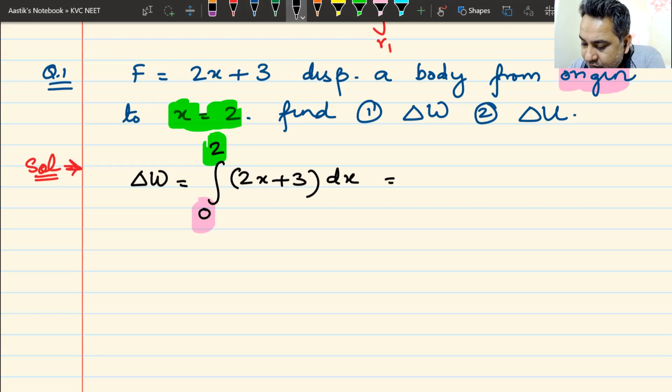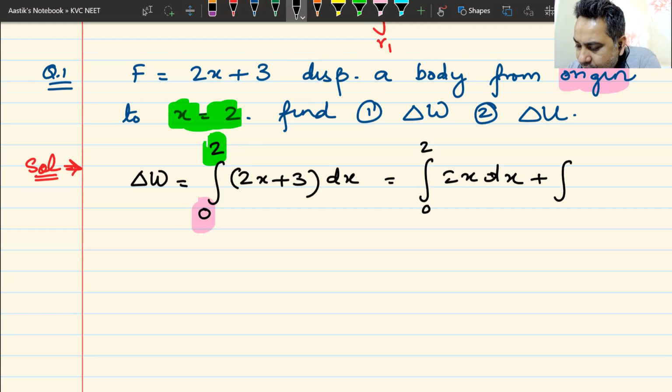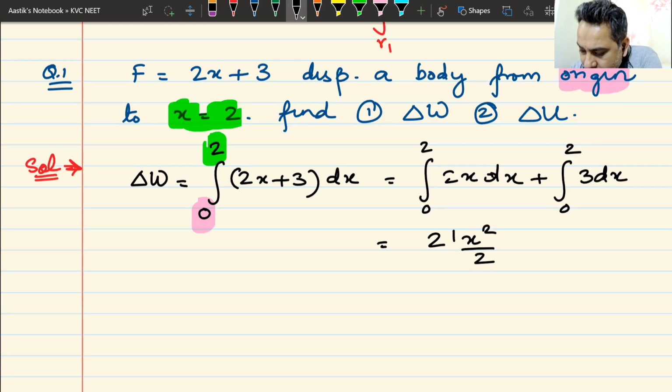What next? So this is an integral. I can integrate it separately: integral of 2x dx from 0 to 2 plus integral of 3 dx from 0 to 2. You should be able to find out the integral. It is a pretty straightforward integral. So integral of this thing will become 2 times x squared by 2, from 0 to 2. If you don't remember it, you can watch the class on integrals. That will help you out. I can cancel out this 2. This is done.